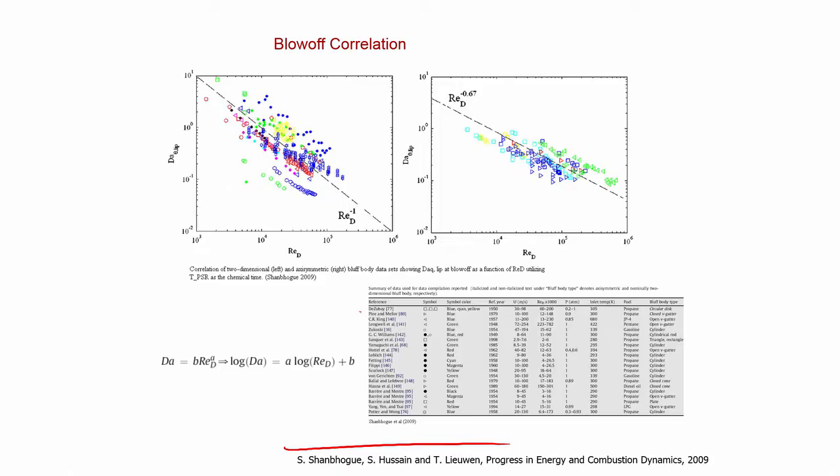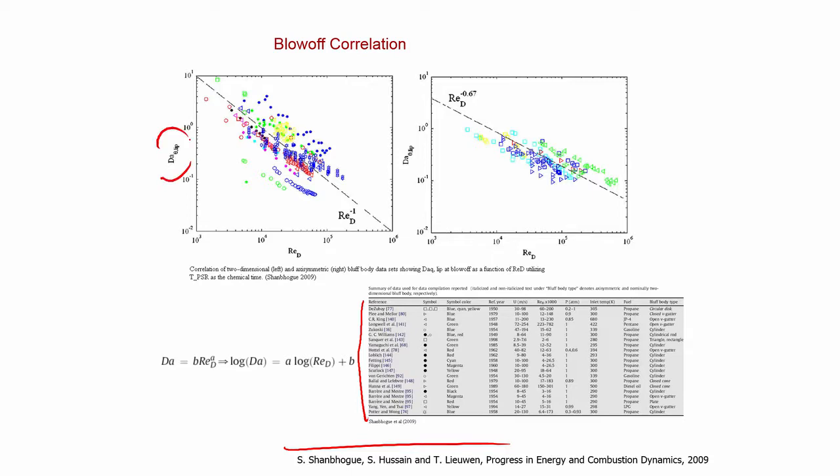These authors, Shanbhogue, Husain and Lieuwen, compiled the data from different sources, as you see here: Dizez, Plumella, Zukowski, Williams, Hotel, Yamaguchi, and all their measurements have been compiled, and they tried to find a fitting correlation between Reynolds number and Damkohler number. Reynolds number is essentially the ratio of the inertia forces to the viscous forces, but this is a diameter-based Reynolds number. This is not to be confused with the turbulent Reynolds number, and this is also the Damkohler number.